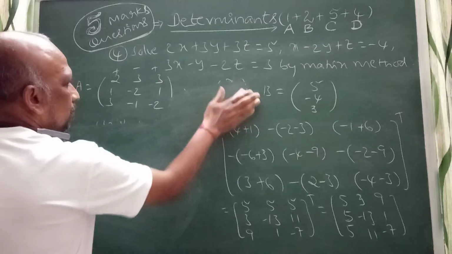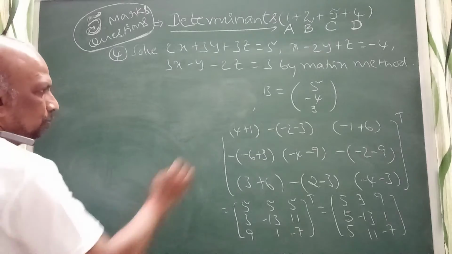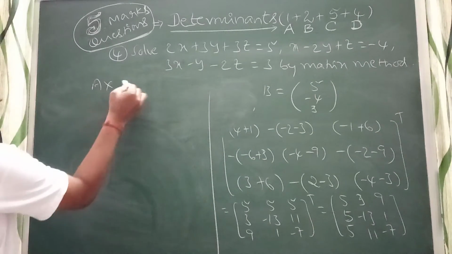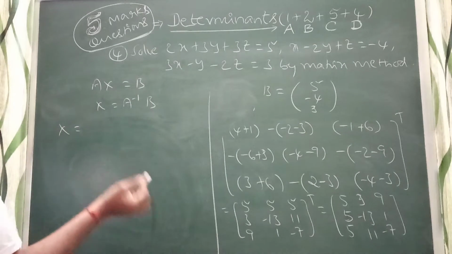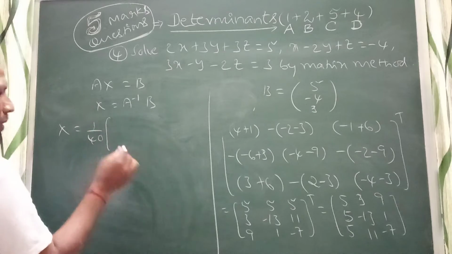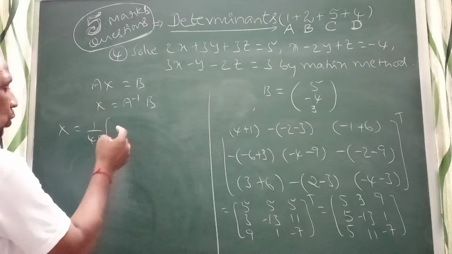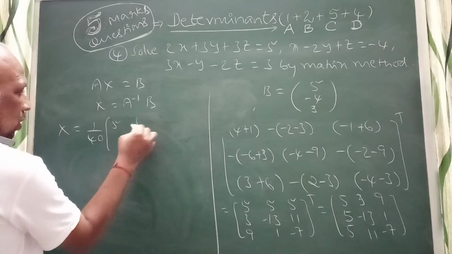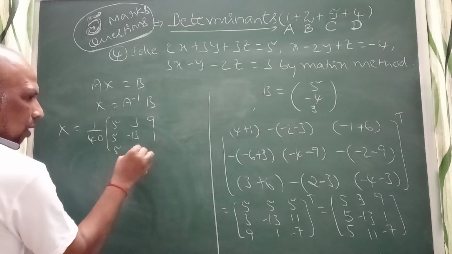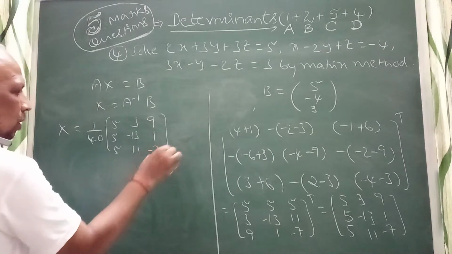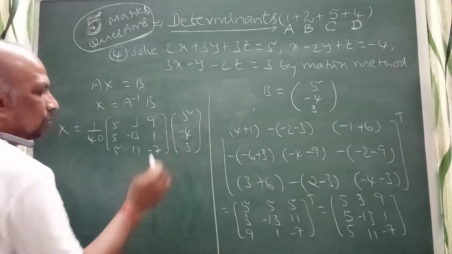Now we will solve the problem. After finding the transpose, I can use Ax is equal to B. X is equal to A inverse into B. Then X is equal to A inverse, 1 by 40 into the matrix transpose, because A inverse is 1 by det A into adjoint A, right? Adjoint I have written here: 5, 3, 9, 5, minus 13, 1, 5, 11, minus 7 into B. What is B? We have 5, minus 4, 3, right?